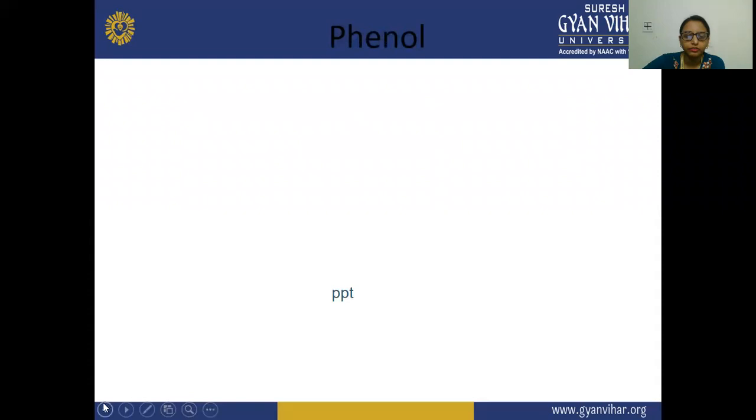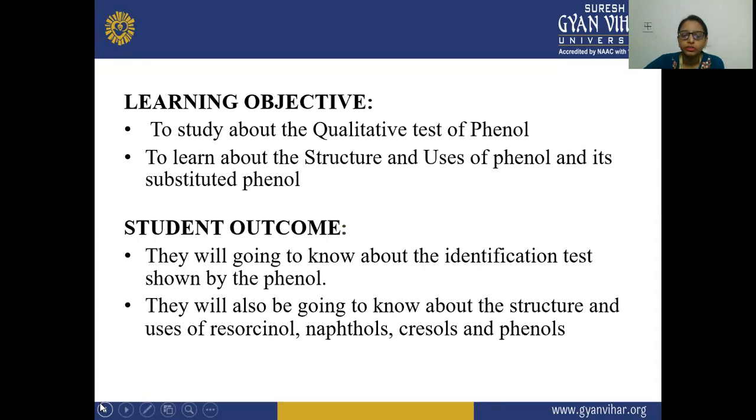So the learning objectives. In this, we are going to study the qualitative tests of phenols. Means if an unknown sample is given in a lab, then how will we identify whether it is phenol or any of its substituents. Secondly, we are also going to learn about the structure and uses of phenol and its substituted phenols.